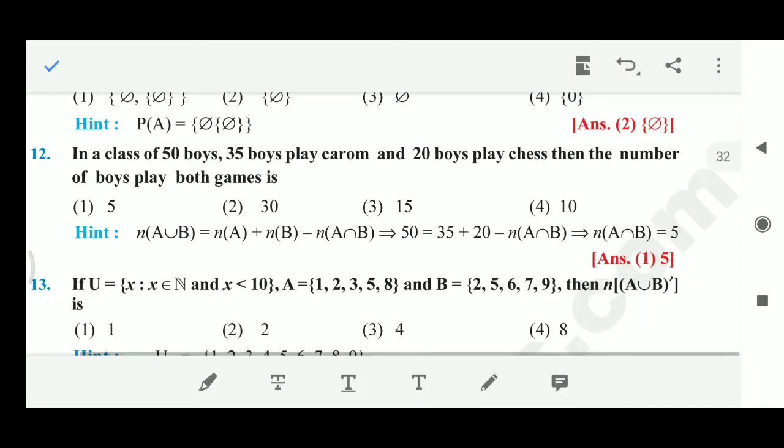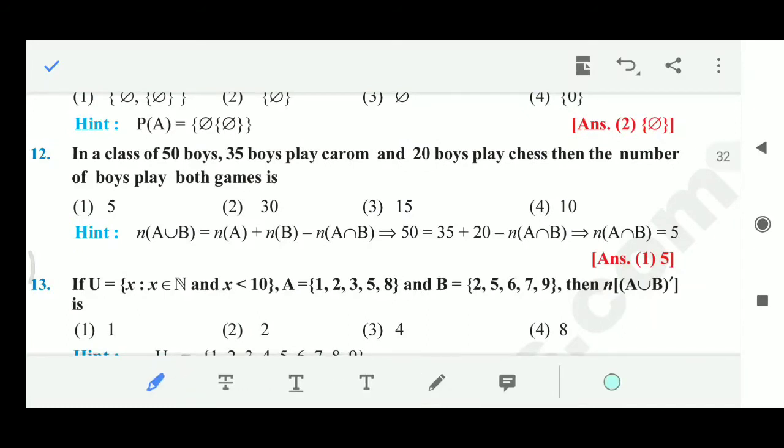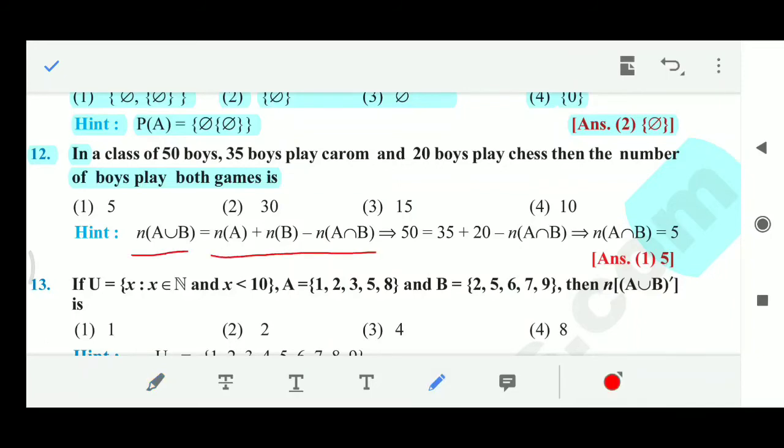The 12th sum: in a class of 50 boys, 35 boys play carom and 20 play chess. Find the number of boys who play both games. So you can use the formula n of A union B is equal to n of A plus n of B minus n of A intersection B.